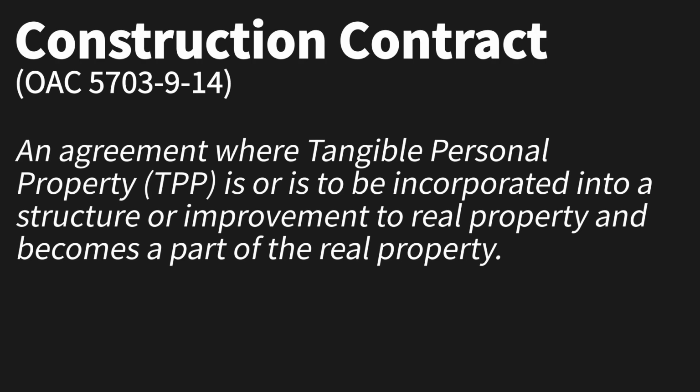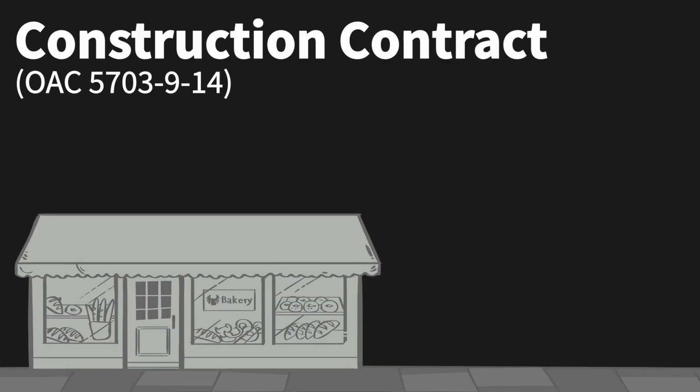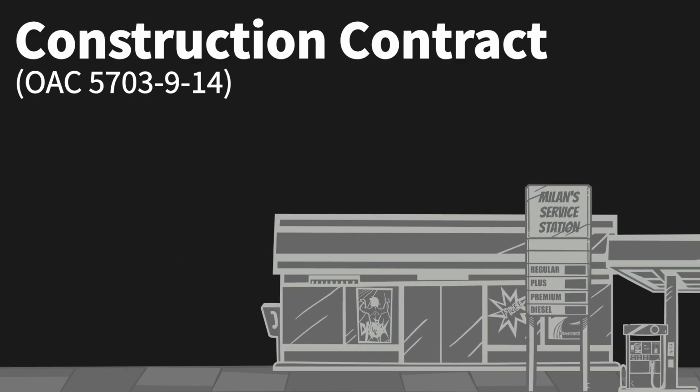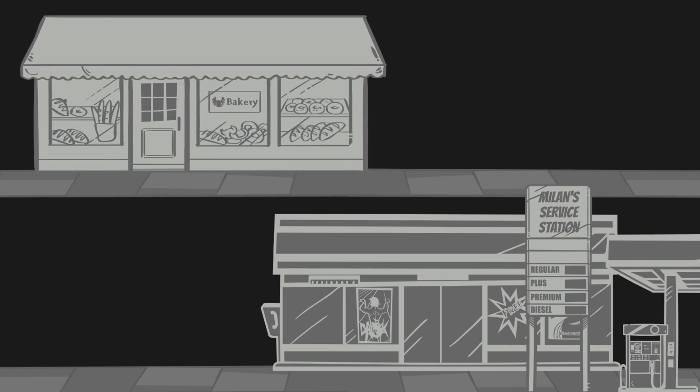A construction contract is defined as an agreement where tangible personal property, or TPP, is or is to be incorporated into a structure or improvement to real property and becomes a part of that real property. This means that improvement projects involving real property like Bianca's are considered construction contracts, and projects involving business fixtures like Milan's are not considered construction contracts.